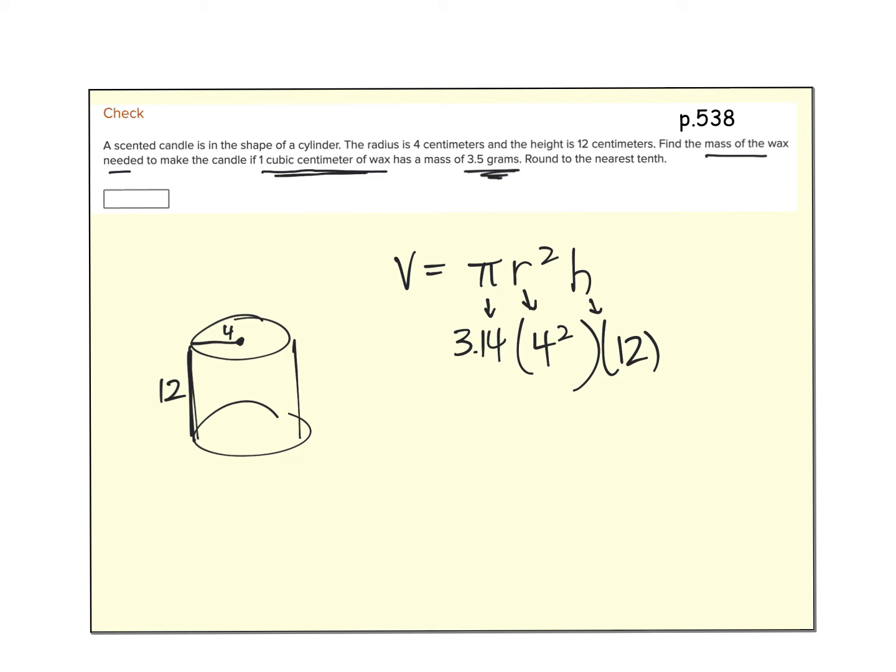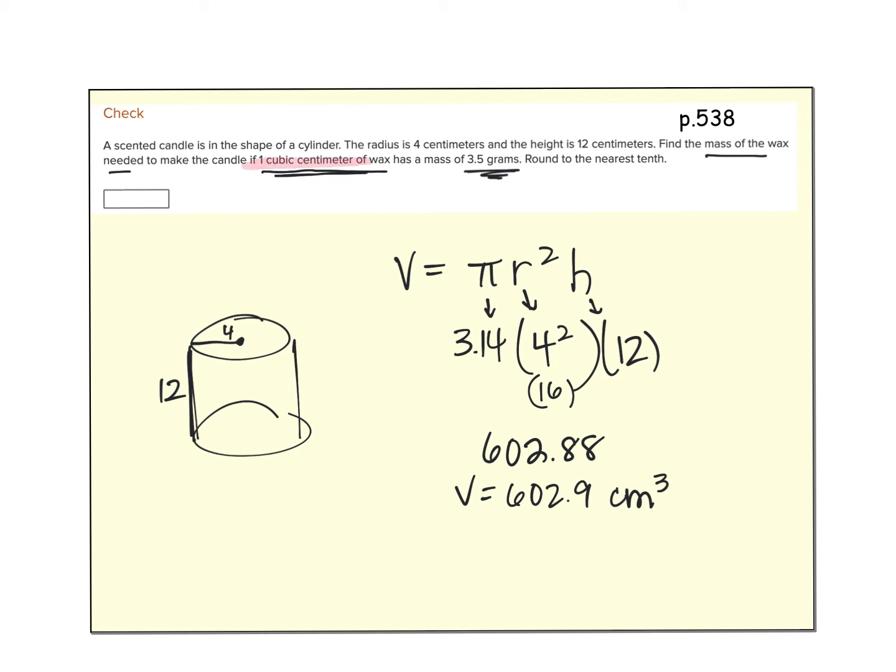So I'm going to do the 4 squared first, which is 16. And then I will times that by 12 and times 3.14. And I end up with 602.88. If I round to the nearest tenth, that's 602.9. So that's the volume. And then I'll just put centimeters cubed.